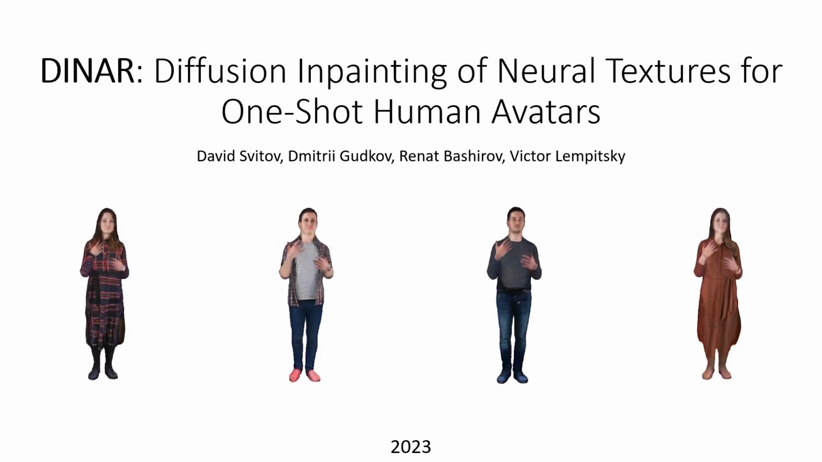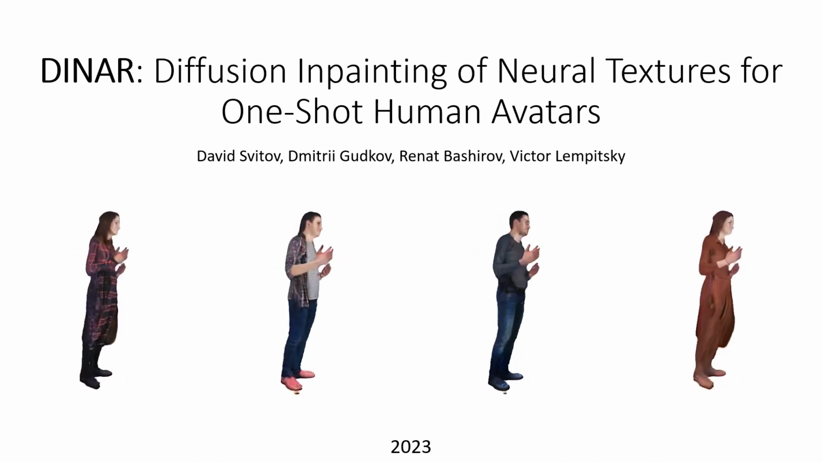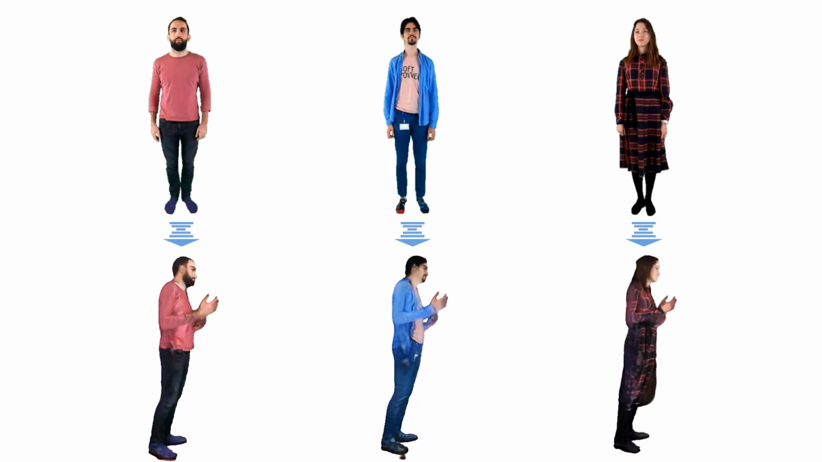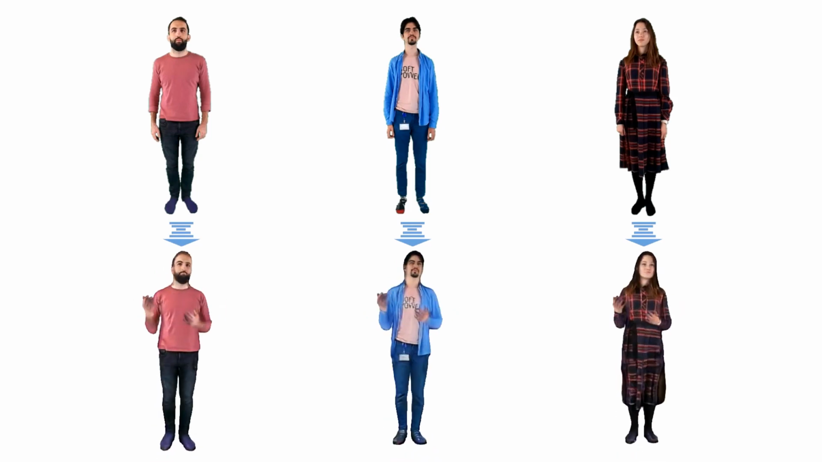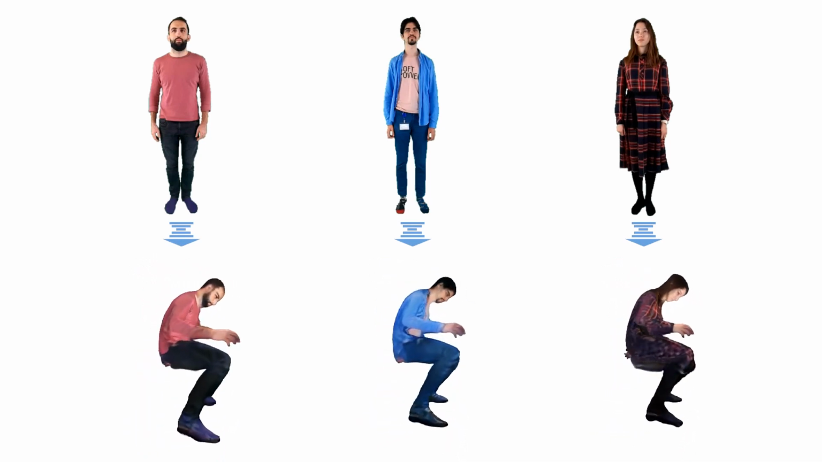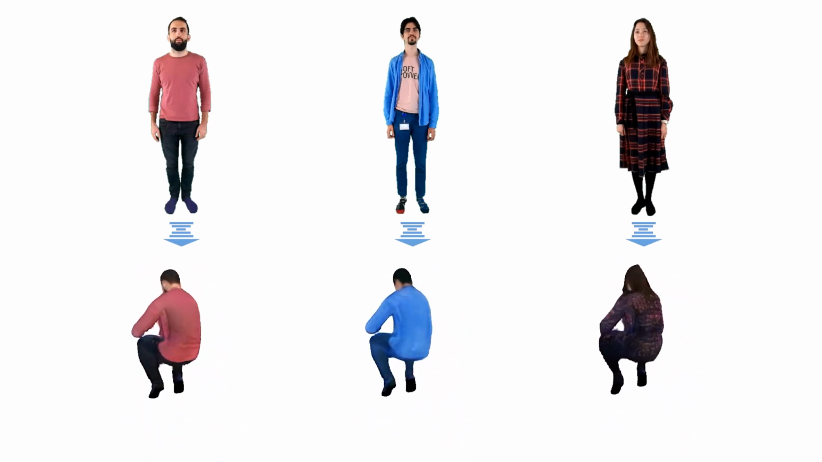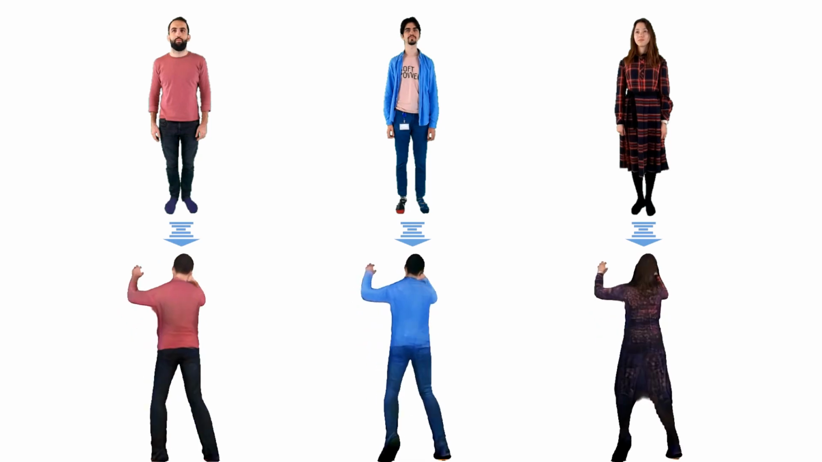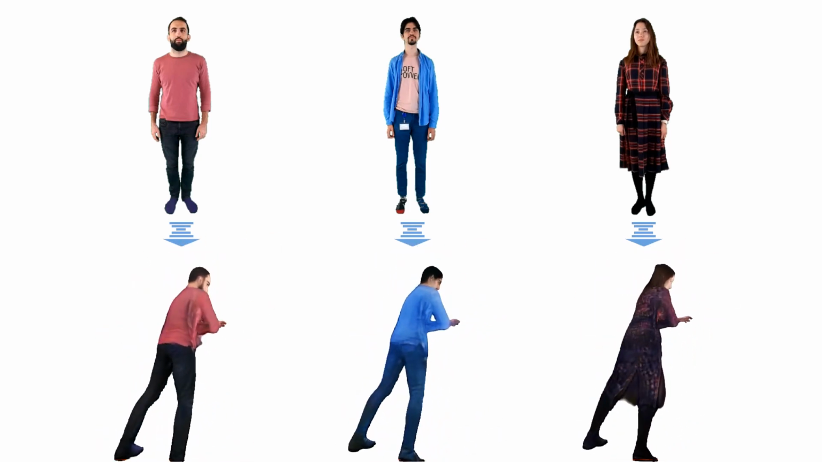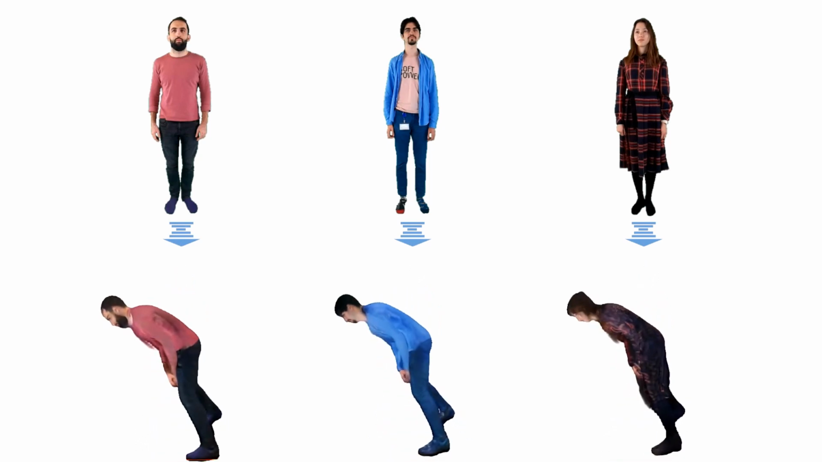We present DINAR, diffusion inpainting of neural textures for one-shot human avatar. Our approach allows one to create realistic rigged full-body avatars from single RGB images. Our method uses neural textures combined with the SMPL-X body model to achieve realistic quality of avatars while keeping them easy to animate and fast to infer. Our approach achieves state-of-the-art rendering quality and good generalization to new poses and viewpoints.